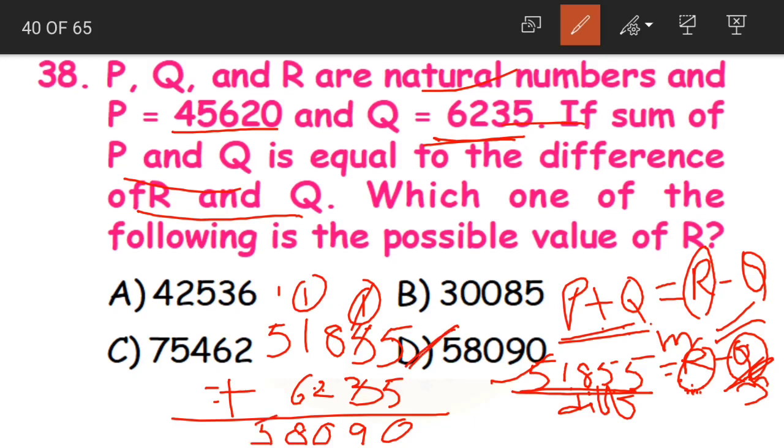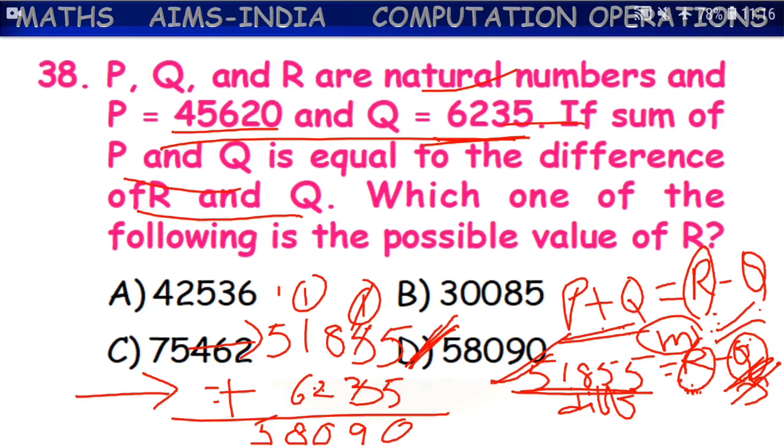Clear children? First we found out the sum of P and Q and that is equal to R minus Q. Now we have the difference and the subtrahend. We are finding the minuend by adding the difference and the subtrahend. We got 58,090 as our final answer.